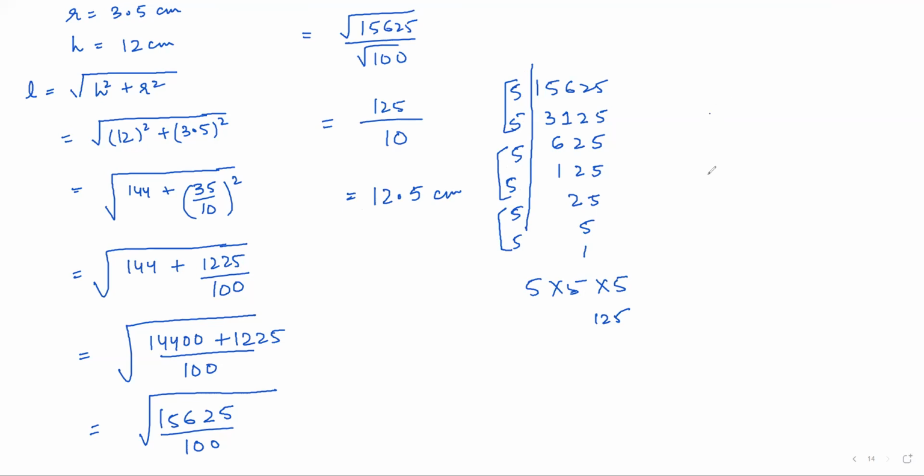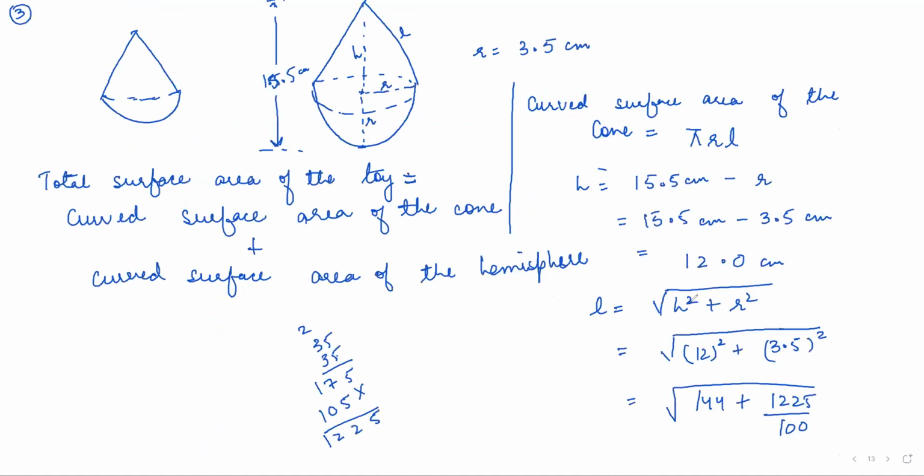Do you remember this method of finding the square root, Harsha? Yes, ma'am. Okay. So you can use this method also if you wish, or the factors also. So I have got the slant height. Now let us come to the previous slide, 12.5. So I was finding this curved surface area of the cone, which is pi r L.